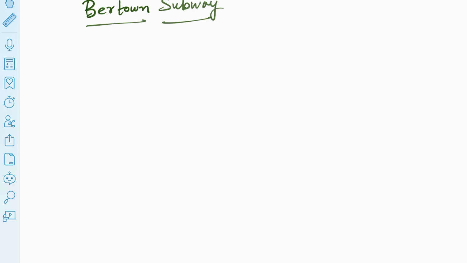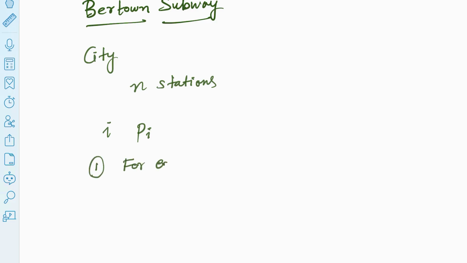So first, there is a city, and it has a subway where there are n stations, and for each station i, there is a p_i which represents the destination of the train that starts from this ith station. What's given in the question is that for each station i, there exists only one destination denoted by p_i.